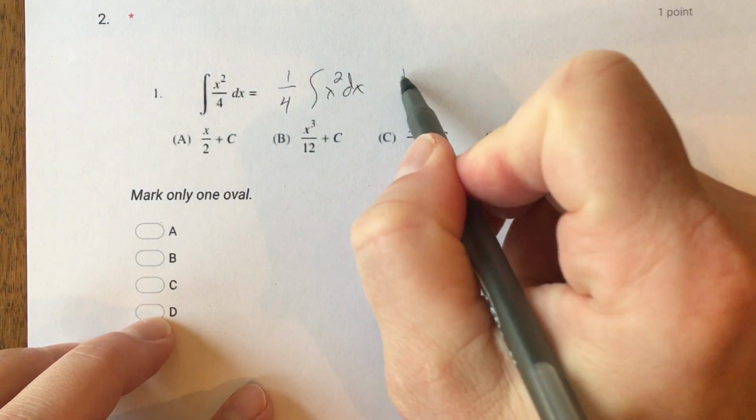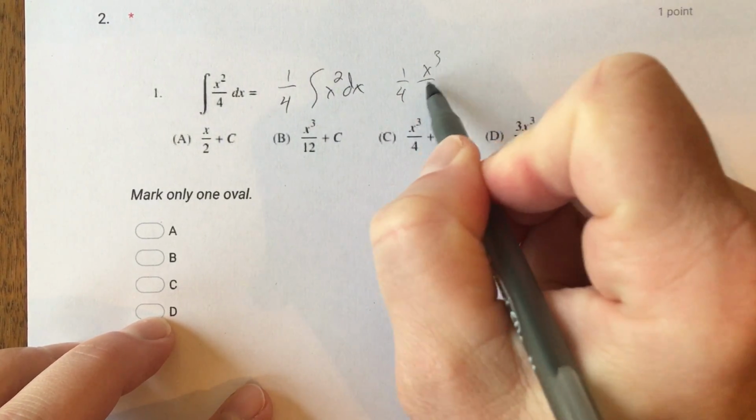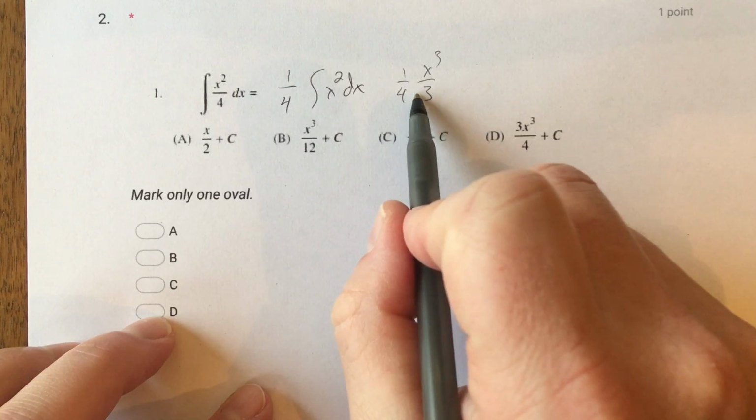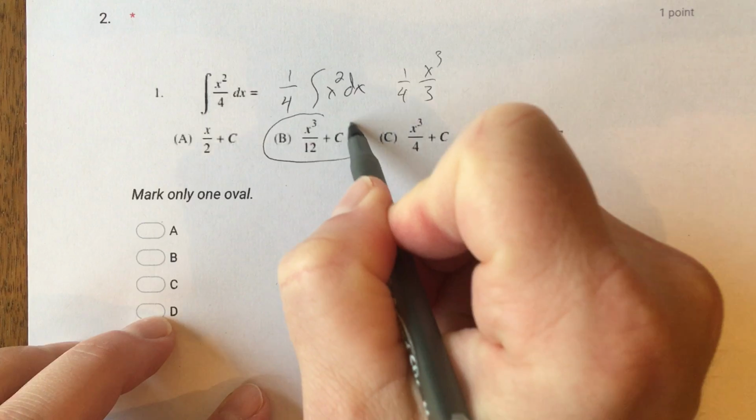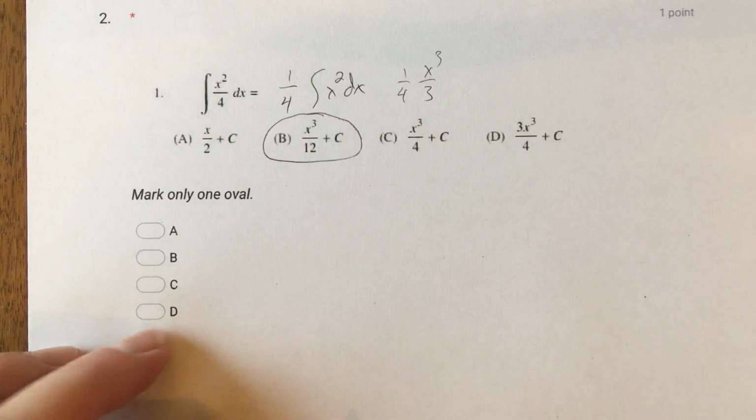The integral of x squared is x cubed over 3. So it's just a matter of multiplying 4 times 3 and getting 1/12. And there's b. So easy one to start with here.